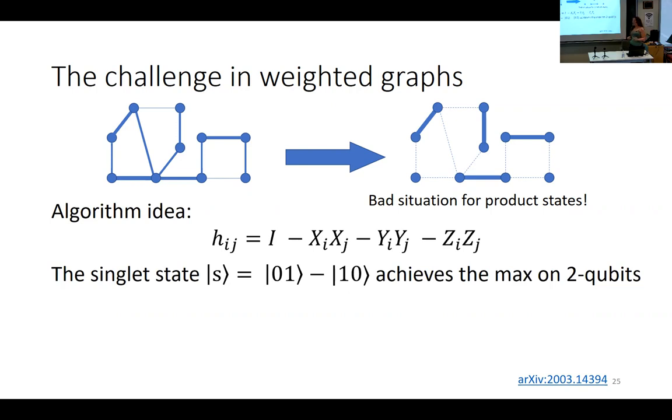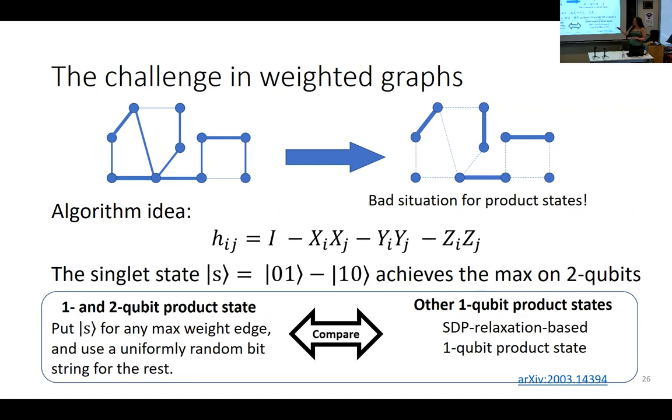So our algorithm is sort of like the very stupidest thing. Well, why don't we just take the maximum weight edge on each vertex and put the singlet state there. And then for everything else, we're just going to give up and put a completely random single qubit state. And we're going to compare the energy that we get from that to the energy that we get from other people's rounding algorithms. And just that little bit is enough to push us over the edge and get a little bit better approximation ratio. So that's the intuition there.